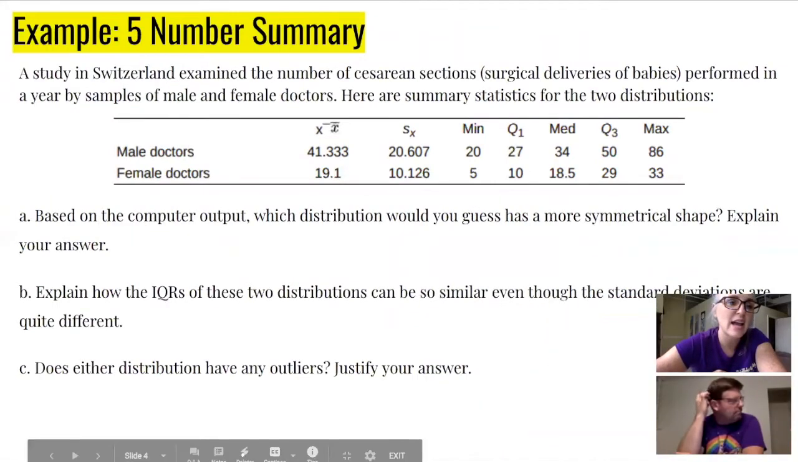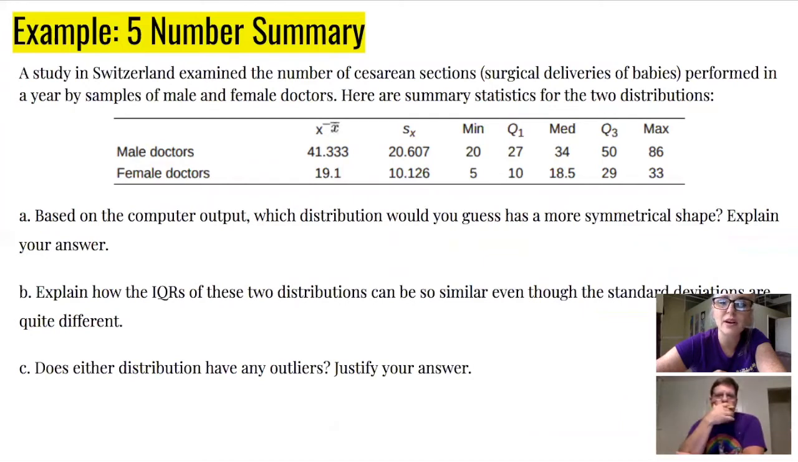It says a study in Switzerland examined the number of C-sections performed a year by samples of male and female doctors. We've given you the summary statistics in this case, and we're going to ask you some questions. So you have here the difference, standard deviation of the sample, min, quartile 1, median, quartile 3, and then the maximum. So go ahead and pause and try to answer A, B, and C, and we'll give you a 3, 2, 1 countdown, and then we'll talk about it.